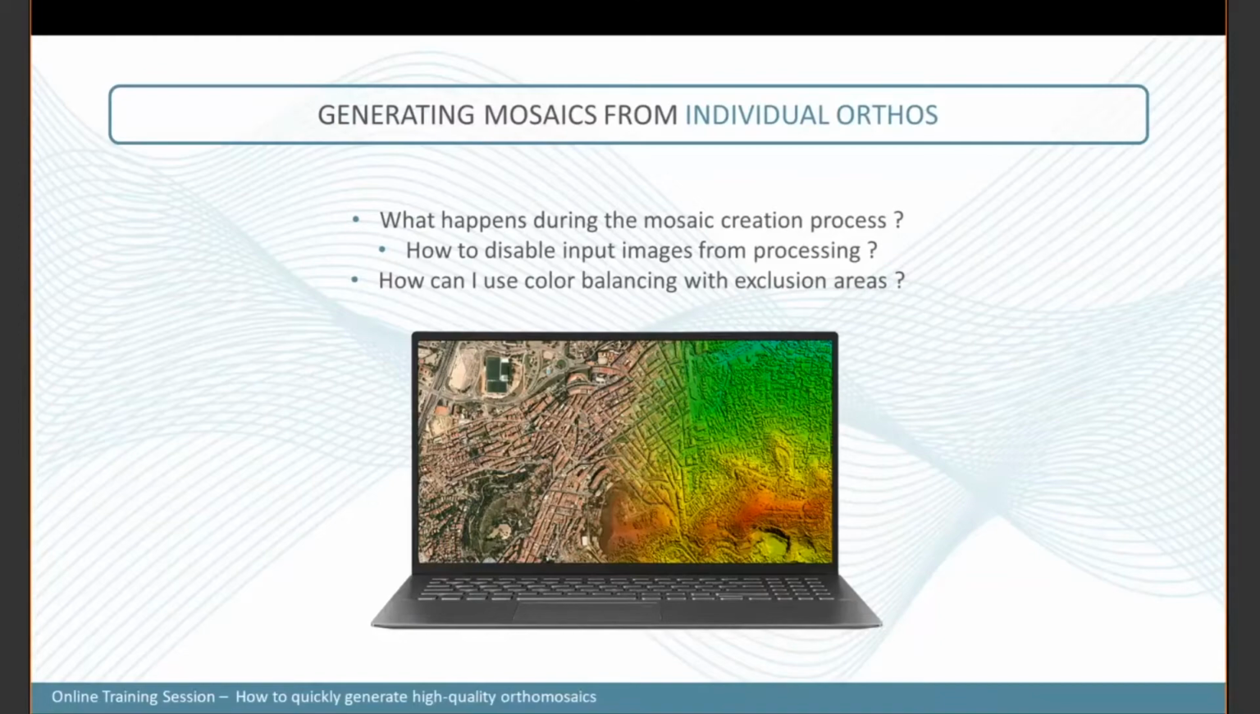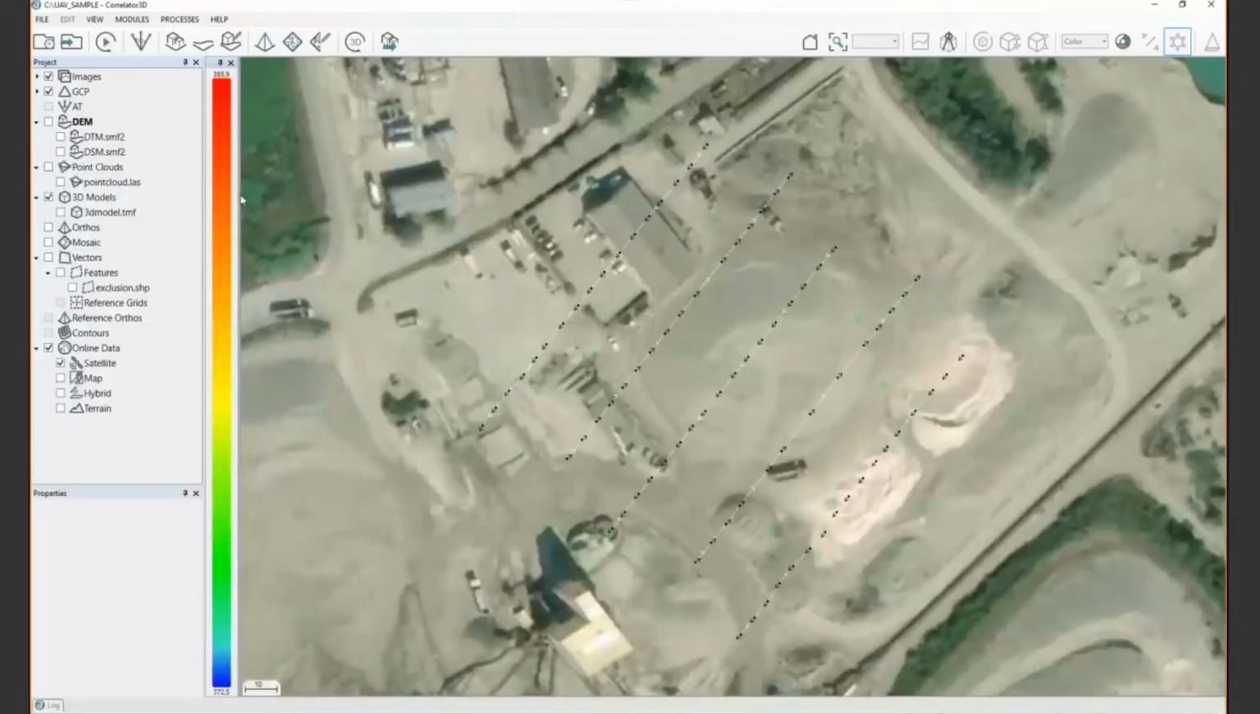So let me show you how it works. Basically, on the top of your screen, you have the different modules. We have the AT module, the DM extraction module, and then the ortho rectification module and the mosaic creation module.